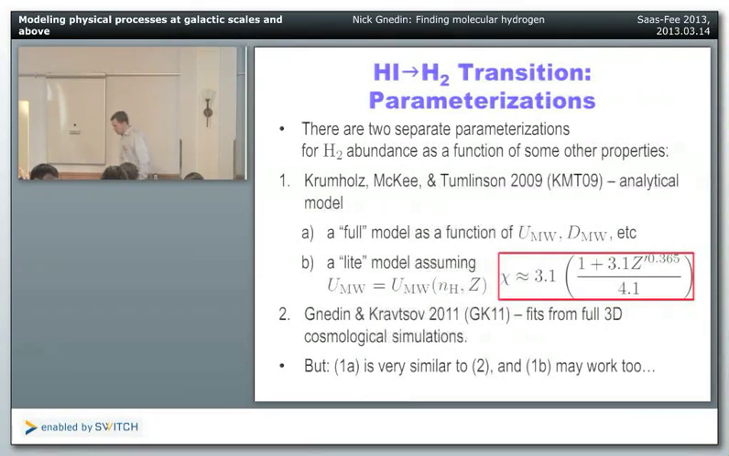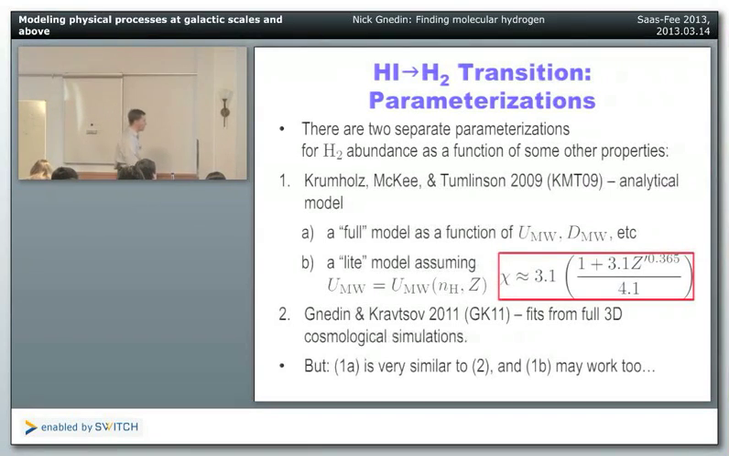So then in terms of what you want to use, right, if you want to run a simulation, well, one thing you can do is to actually put all this physics, all the equations, into your code and wait for a long time, but you don't have to do that. Right? So there are now two separate parameterizations of this transition. The first one was introduced by Mike Krumholz and collaborators in 2009. It's actually an analytical model, right? So you can just write a closed formula.